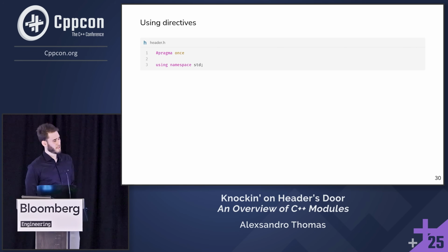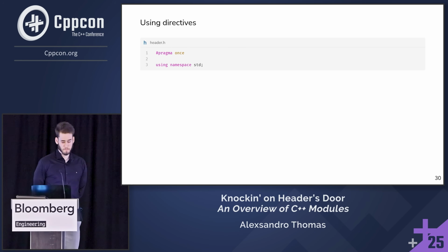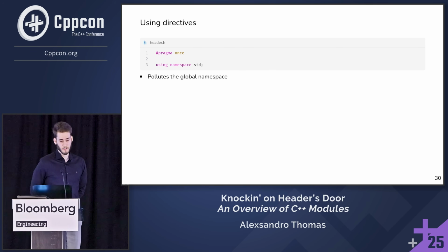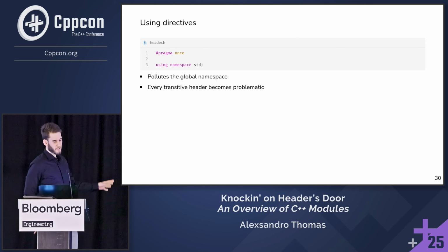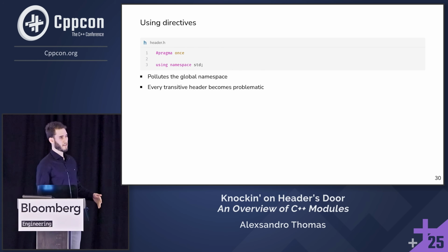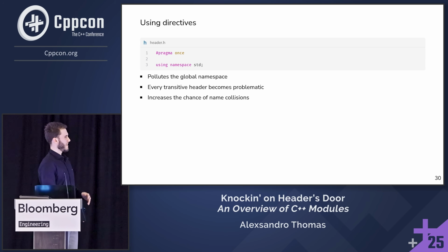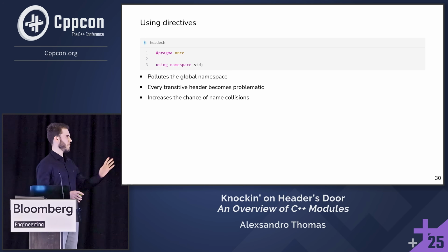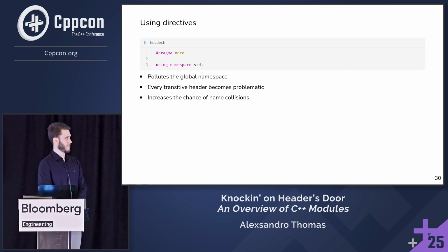And your using directives are also something that is not recommended, and that's clear why, because that pollutes the global namespace. And every transitive header now becomes problematic. So anything including this header also becomes part of the problem now. And that will increase the chance of name collisions. Not really if you're just using namespace std, but if you're using every namespace in your application, you might get a lot of problems.